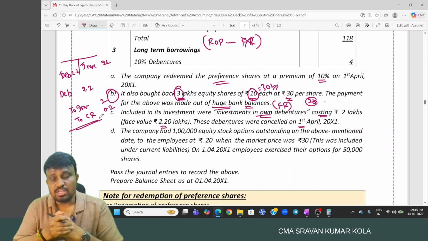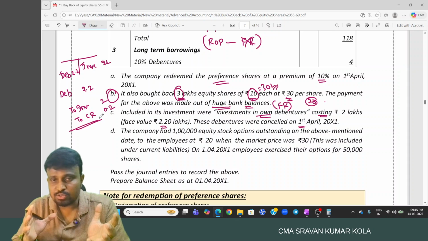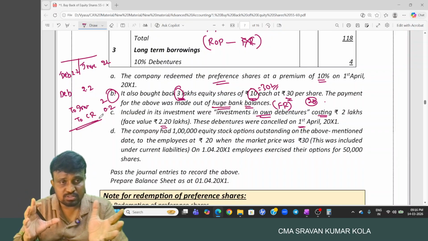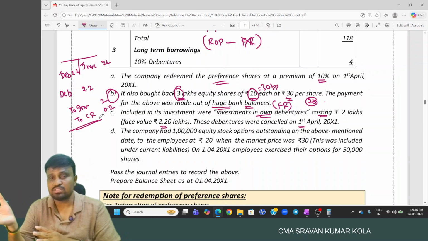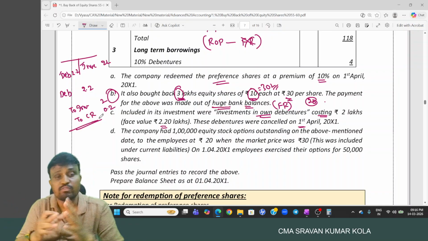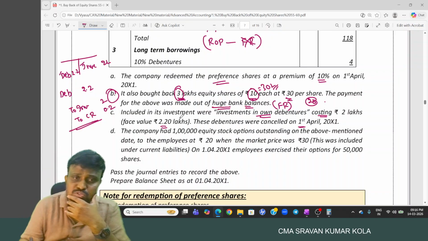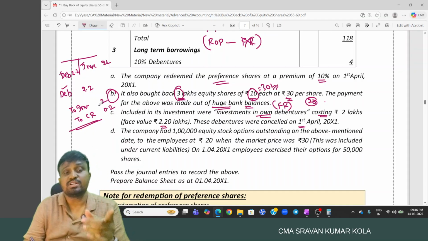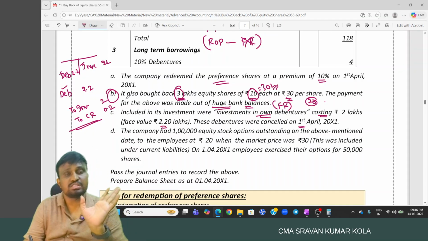20,000. Okay. On cancellation of the debentures, while cancelling the debentures with the investment in own debentures, any profit we have transferred to capital reserve, and any loss we have transferred to profit and loss account. So debentures account debited 2 lakh 20,000, to investment account 2 lakh, to capital reserve 20,000.